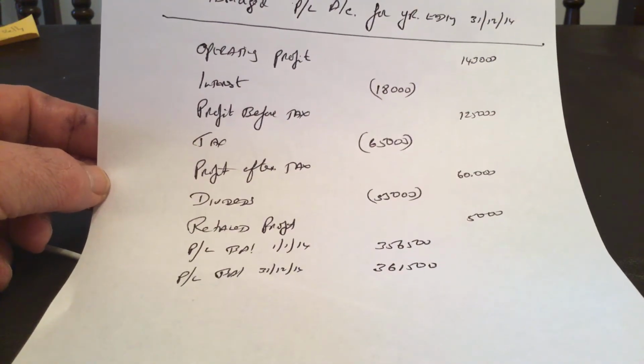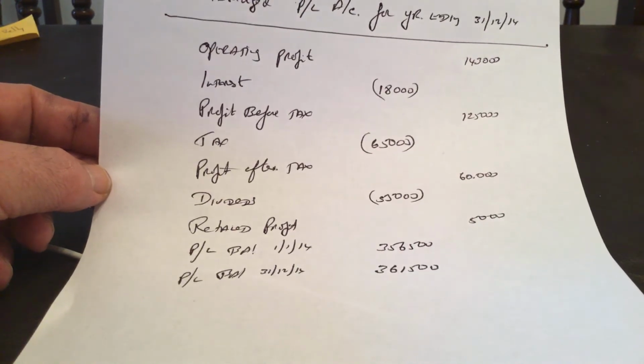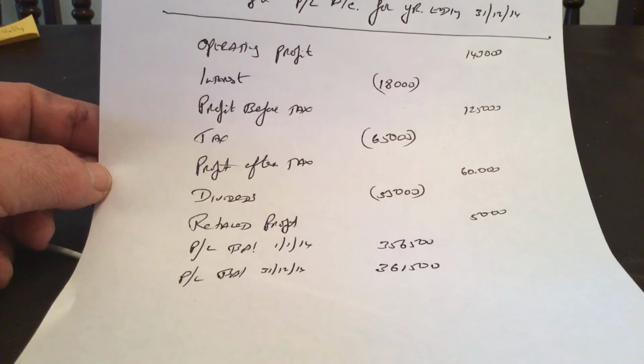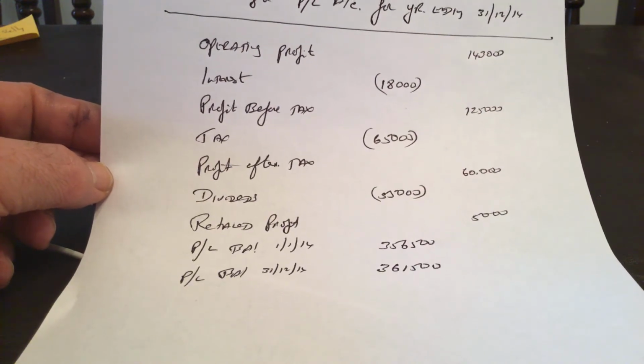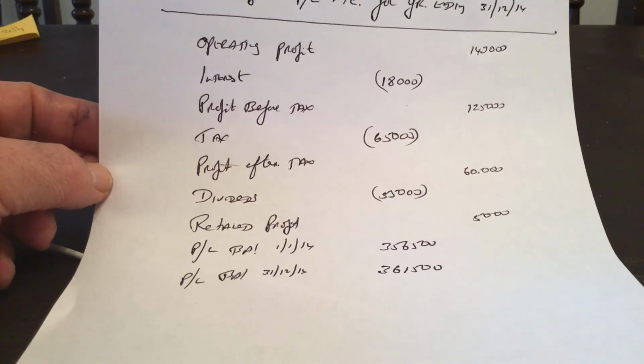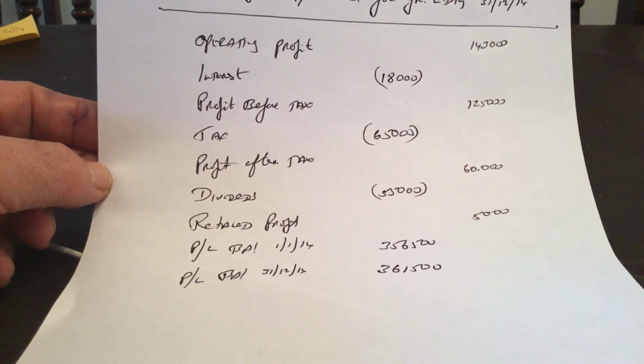361,500 minus 356,500 gives me 5,000. So my retained profit for the year is 5,000. So you slot that in, not where I have written it, but just under the minus 55,000.